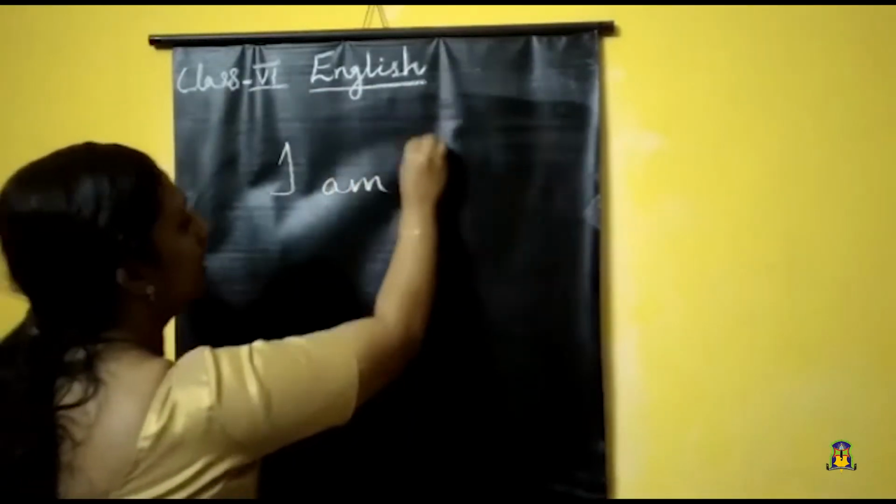Then the next thing, to form an interrogative sentence. Interrogative is question. To form an interrogative sentence, we use the be forms in the beginning of the sentence. So, I am hungry. I am taking that example.